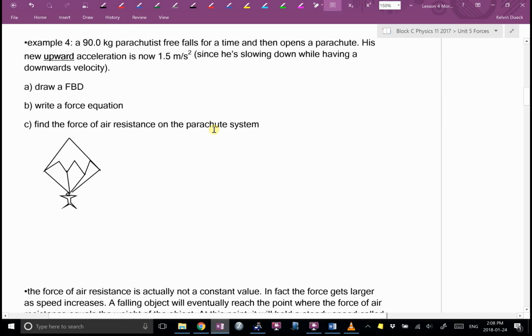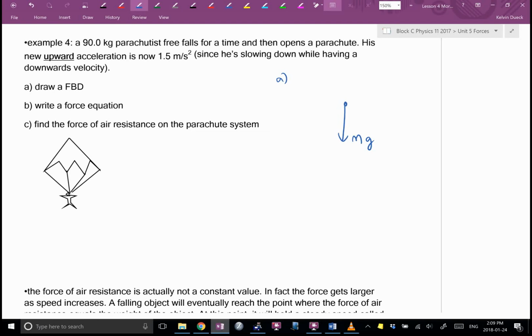Example 4. A parachutist free falls for a time and then opens a parachute. His new upward acceleration is now 1.5 meters per second squared, since he's slowing down while still having a downwards velocity. A says draw an FBD. What does FBD stand for? Let's do that right here. There's the parachutist. What are the forces acting on this parachutist? Get the obvious one. Gravity? Which way? Is there a normal force? Are we on a surface? There's no normal force. What else?